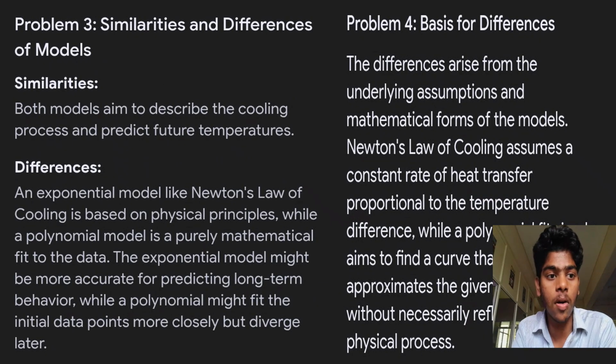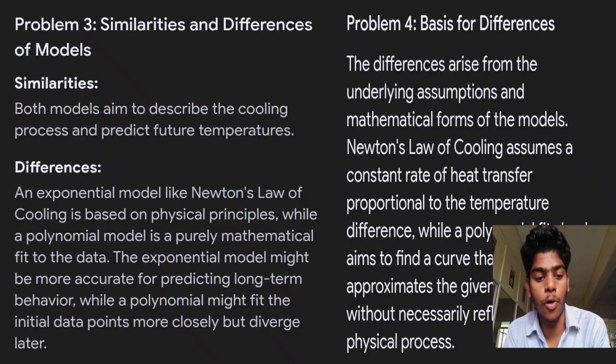Our next slide is on similarities and differences of the models. The similarity is that both models aim to describe the cooling process and predict future temperatures. The difference is that an exponential model like Newton's law of cooling is based on physical principles, while a polynomial model is a purely mathematical fit to data. The exponential model might be more accurate for predicting long-term behavior, while a polynomial might fit initial data points more closely but diverge later.